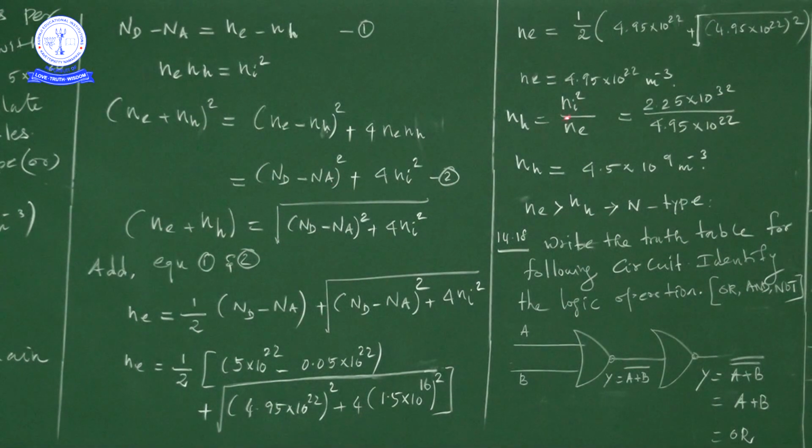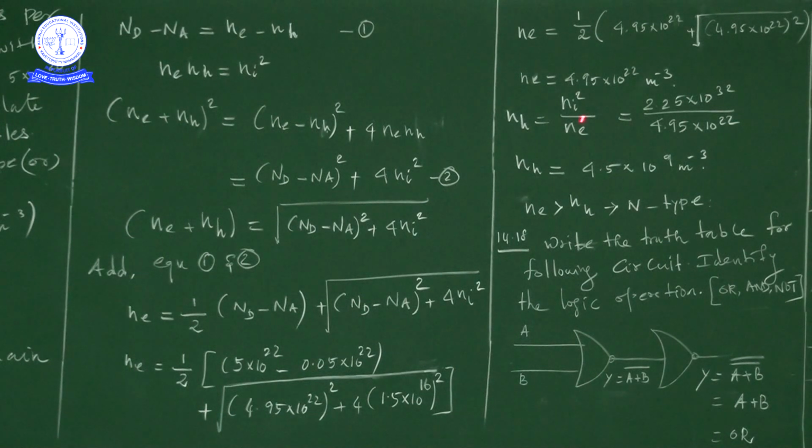Instead of Ni, put 1.5 into 10 power of 16 the whole square. 1.5 into 10 power of 16 the whole square means 15 into 15, which is 225. Two digits means 2.25 into 10 power of 16 the whole square, so 10 power of 16 into 2, which gives 10 power of 32. So instead of Ni square we can replace it by 2.25 into 10 power of 32 by the value of Ne, which is 4.95 into 10 power of 22. By dividing we get the value of NH equal to 4.5 into 10 power of 9 per meter cube. That means we have 4.5 into 10 power of 9 holes per unit volume.